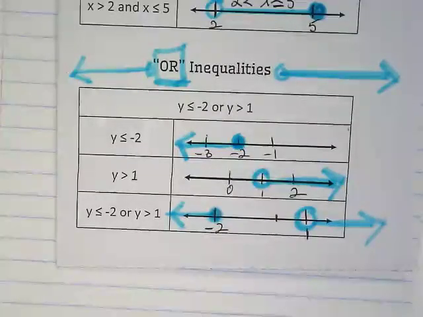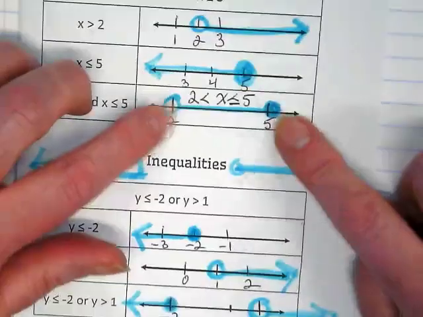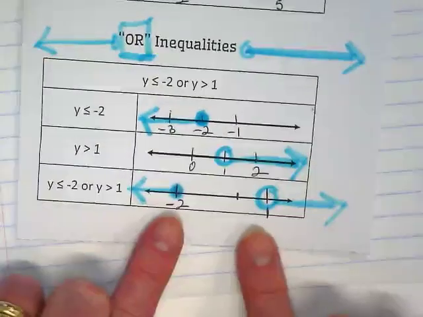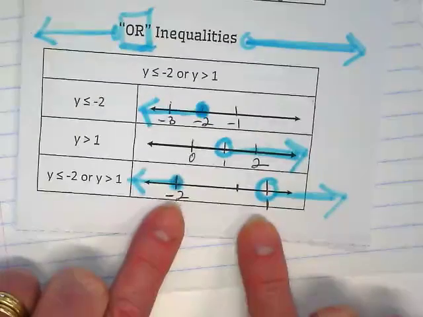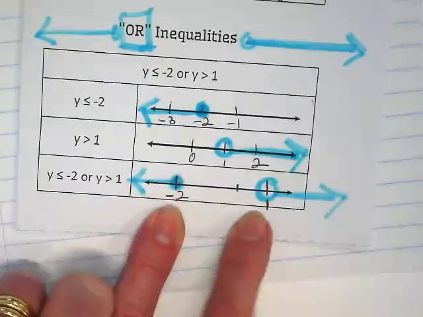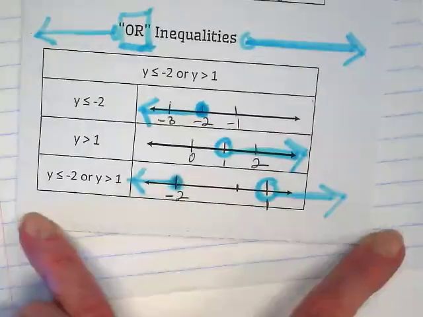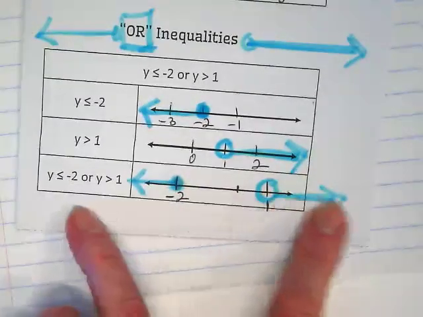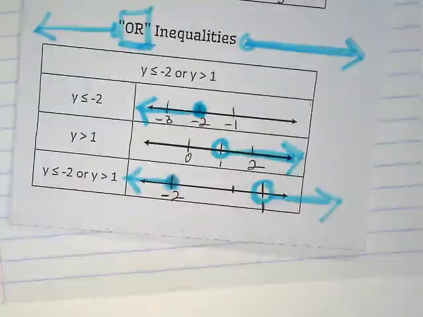And inequalities tend to have a small set of numbers that make them true because they're contained between these two points, whereas OR inequalities tend to have a whole bunch of possible numbers that can make them true because they go off in two directions and those two directions just keep going and going and going.